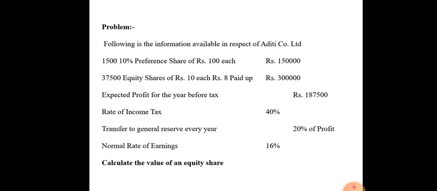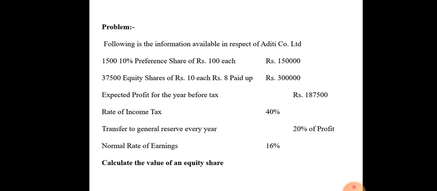For these preference shareholders, the 10% is mentioned here, which is nothing but the dividend to the shareholders. Next, 37,500 equity shares of rupees 10 each and rupees 8 paid up, so rupees 3 lakh. 37,500 equity shares are there, and each share price is rupees 10. Out of this 10, only 8 is paid up, so it is rupees 3 lakh.